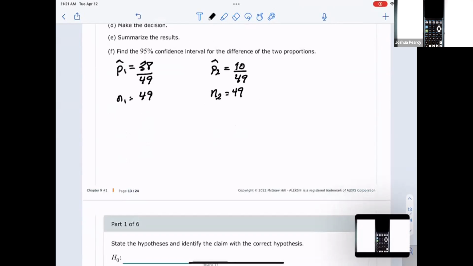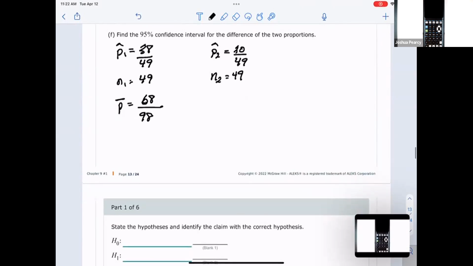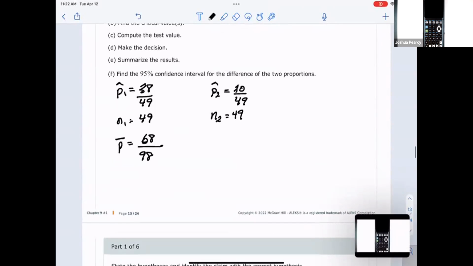And now you're going to need P bar in this case too. And that's equal to what? X1 plus X2 over N1 plus N2. So that would be 38 plus 30, so that would be 68, divided by 49 plus 49, which is 98. And you have all the stuff you need technically so far.